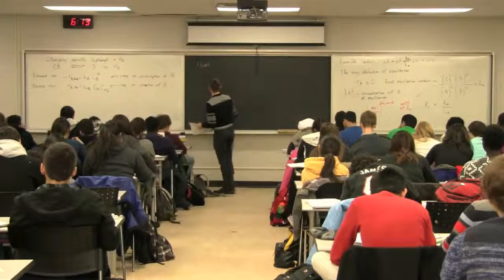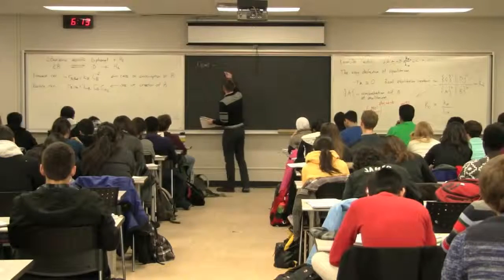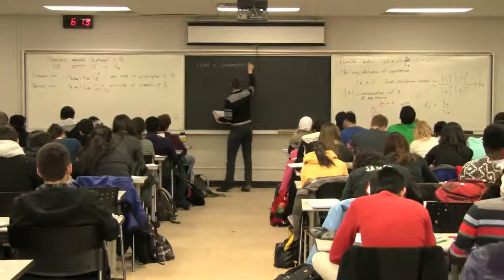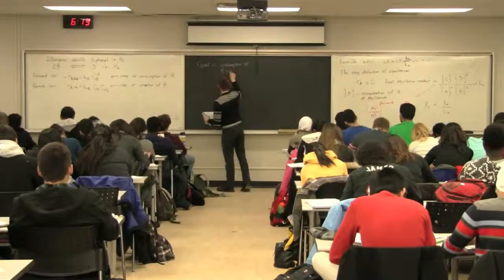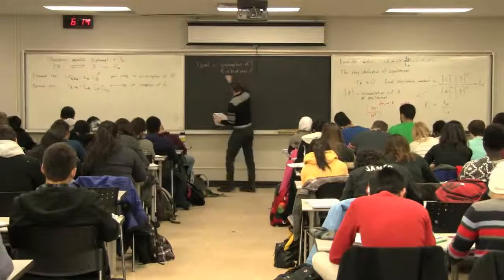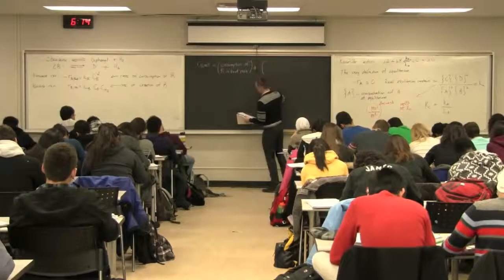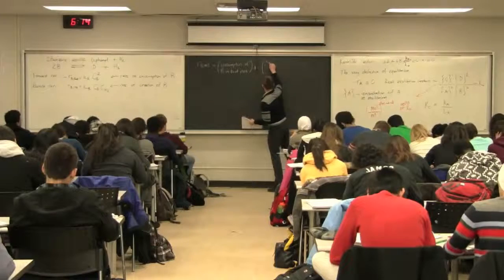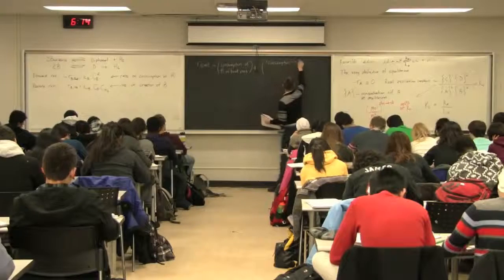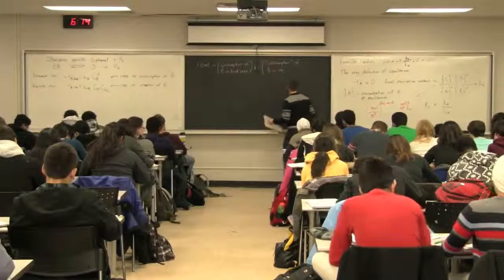So the net of B is equal to, I'm going to look at it in terms of consumption. Consumption of B in the forward direction. Plus, and here's where I'm going to do something that might be a little bit unusual. We're going to call this consumption of B in the reverse reaction.